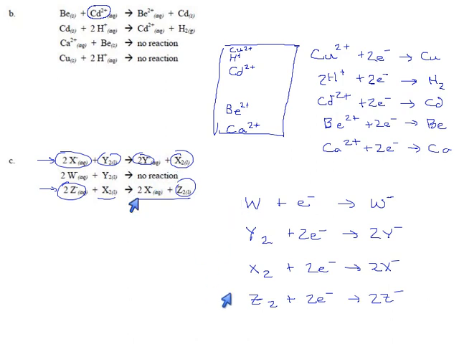And Z, we see losing electrons to X. X loses electrons to Y, and Y loses electrons to W. So that's how we built up this order.